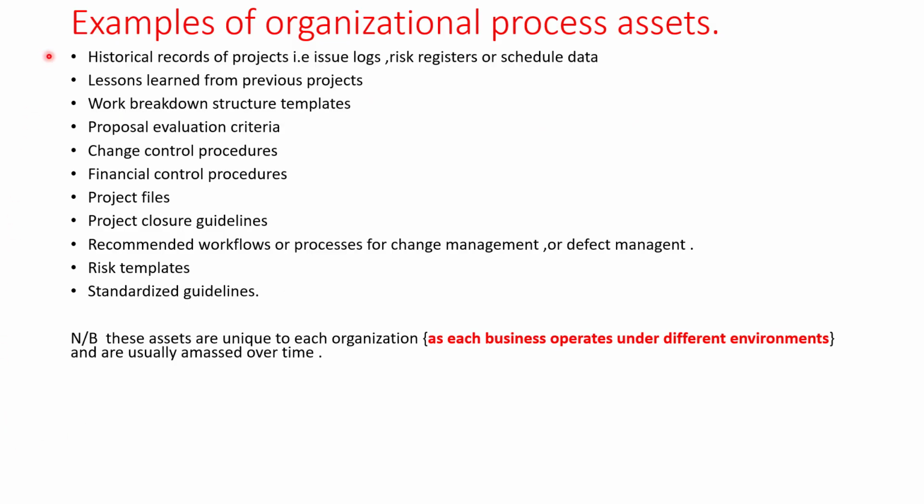Examples of organizational process assets. Number one, historical records of projects, i.e. issue logs, risk registers, or schedule data. Lessons learned from previous projects, work breakdown structure templates, proposal evaluation criteria, change control procedures, financial control procedures, project files, project closure guidelines, recommended workflows or processes for change management or defect management, risk templates, standard guidelines.